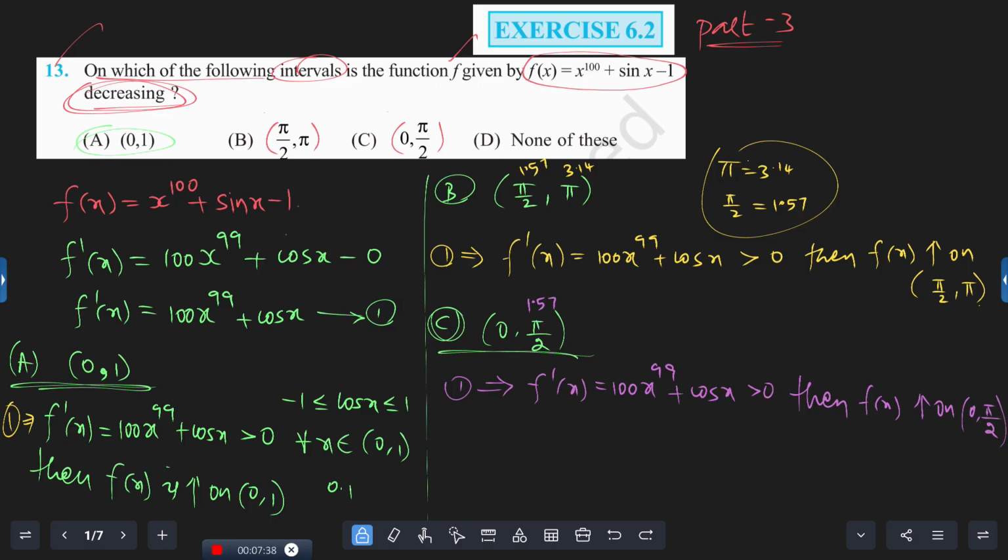Sir, the cos, how do you check? This is what I gave here. Cos value always lies between minus 1 to plus 1. So that never disturbs our answer. Understand?